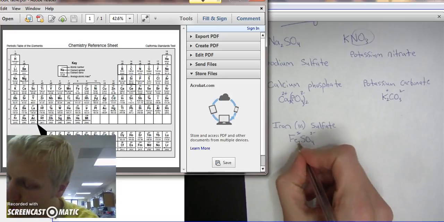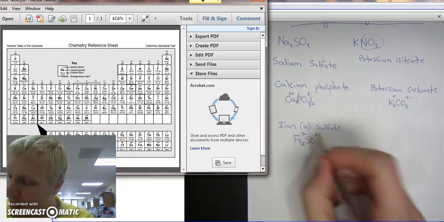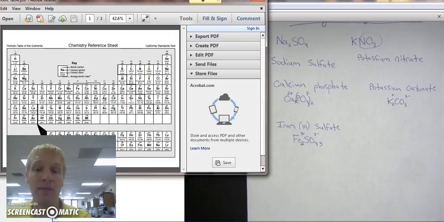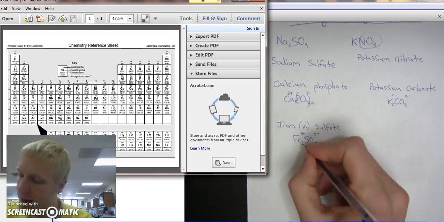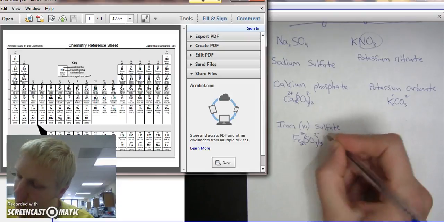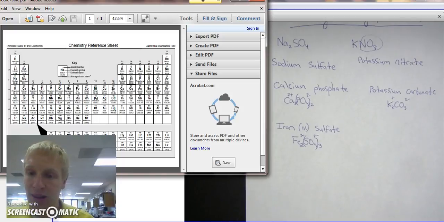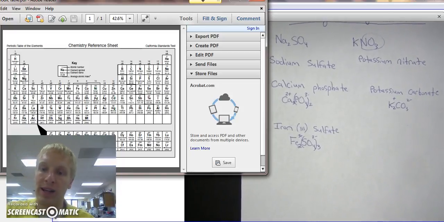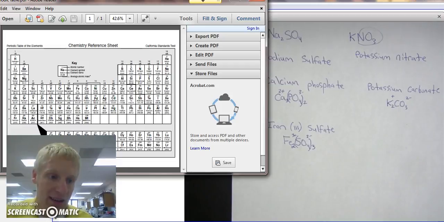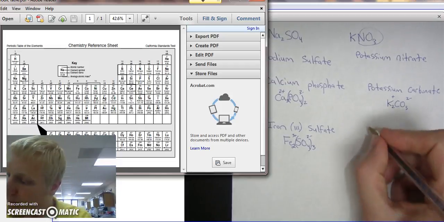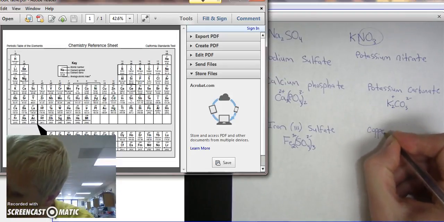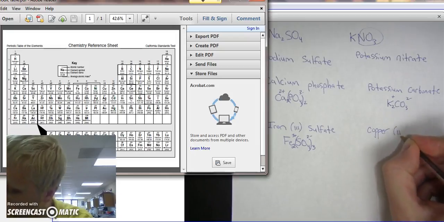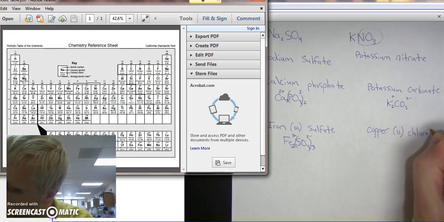So this 2 goes here, and this 3 goes here, but since we have more than one sulfate, we need to put in parentheses. So it's Fe2(SO4)3, iron 3 sulfate. Doing another example, let's do copper 2 chlorate.